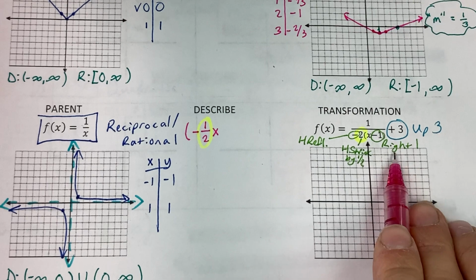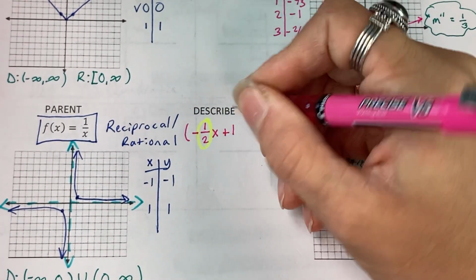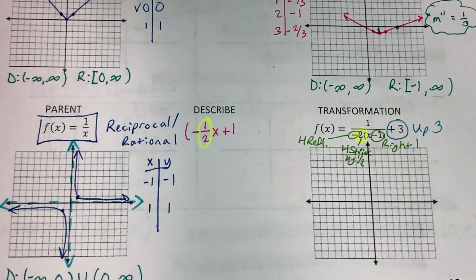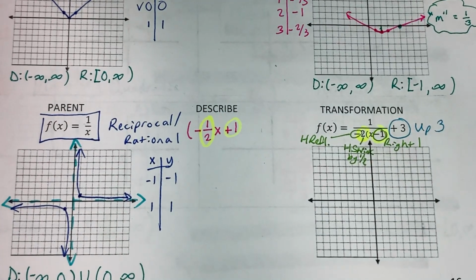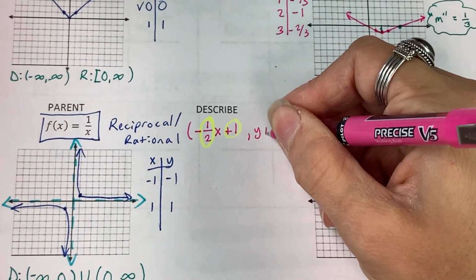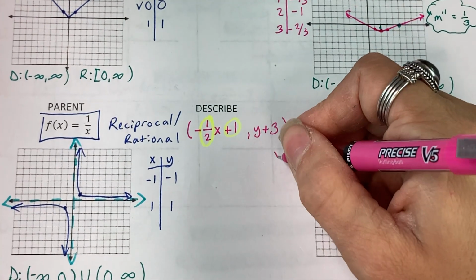Next, we are moving right 1, which is also affecting our x value. So we are going to add 1. So it's -1 in the equation. It's +1 in our coordinate formula. Then the only thing that is affecting our y values is the up 3. So y + 3, easy peasy.